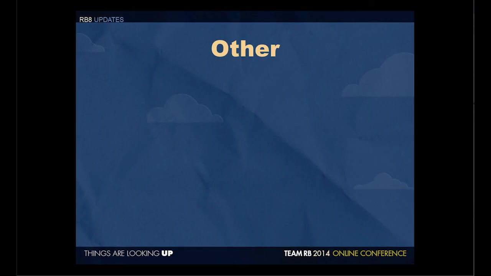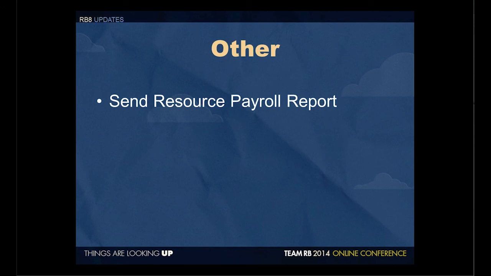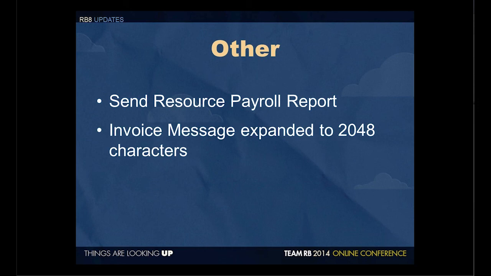Lastly, let's talk about some miscellaneous updates we've made. Send Resource Payroll Report: a new function has been added that will allow you to email each resource their payroll sheet after a payroll has been closed. So you no longer have to print it and actually give it to them. You can email it to them. Invoice message expanded to 2,048 characters. We've extended the number of characters for the invoice message field from 1,024.